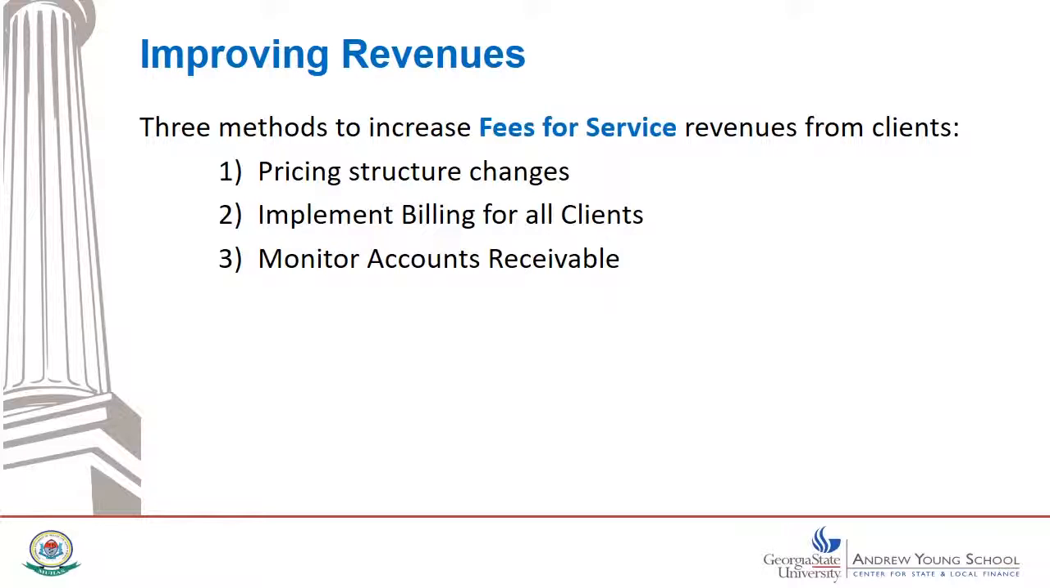Second, laboratories could bill all clients for services provided, regardless of what they believe the client's ability to pay is. Third, once a client has been billed, the laboratory can then monitor the amount of time it's taking the client to pay for services, and then institute changes which might help in collecting the revenue.